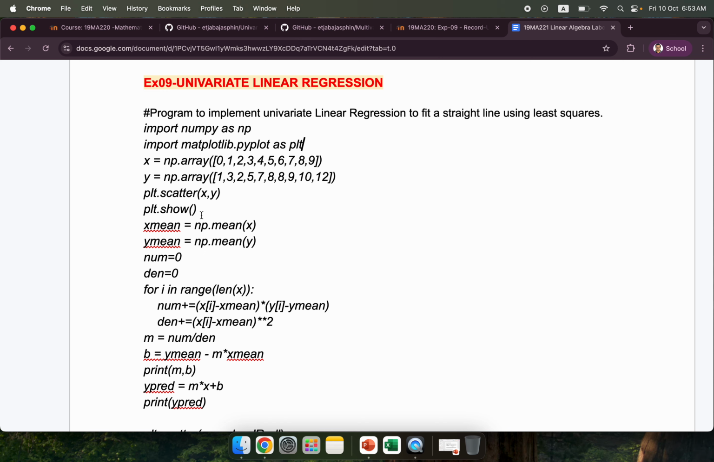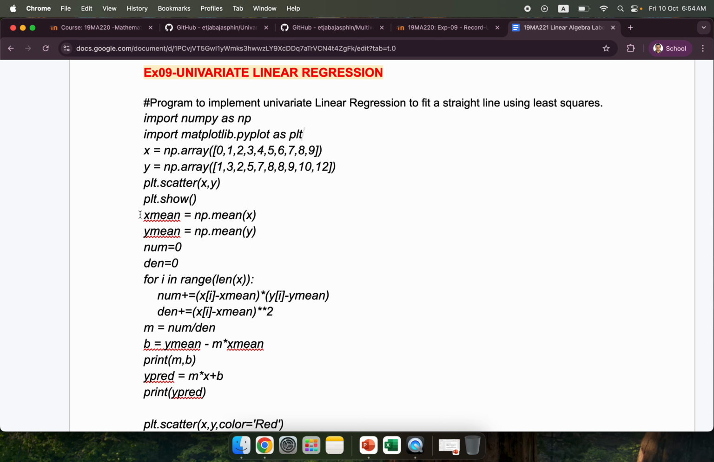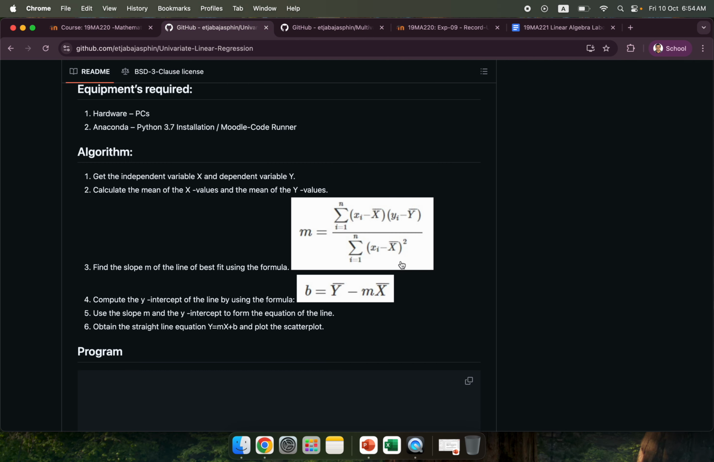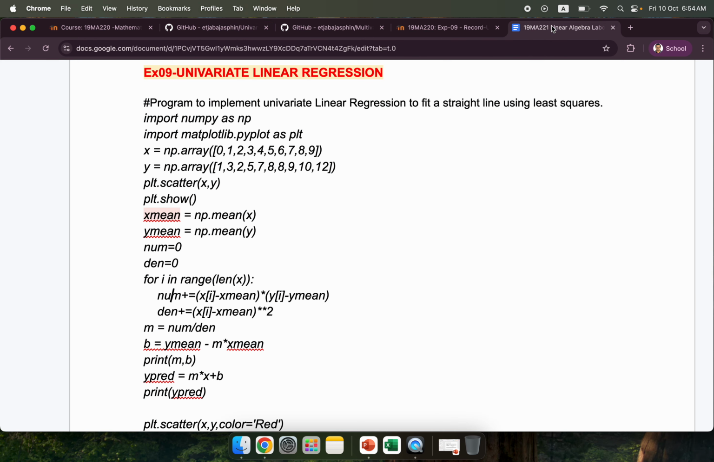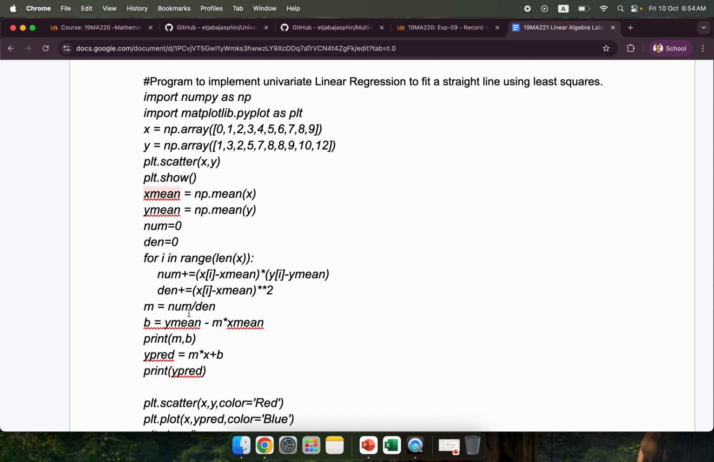Then you are showing your scatter plot here. That will be displayed, and once you have got the scatter plot, you are going to calculate the mean values of x and y. So this is for x and this is for y. Then you are initializing two counters for numerator as well as denominator, and this is the formula of the numerator, that is xi minus x bar into yi minus y bar. This same formula you are going to apply there, and the denominator is given as xi minus x bar the whole square.